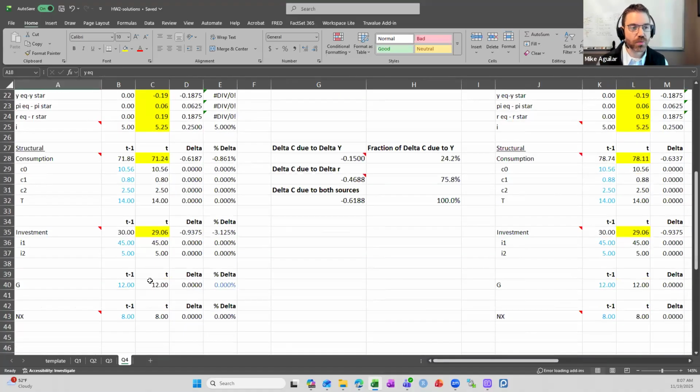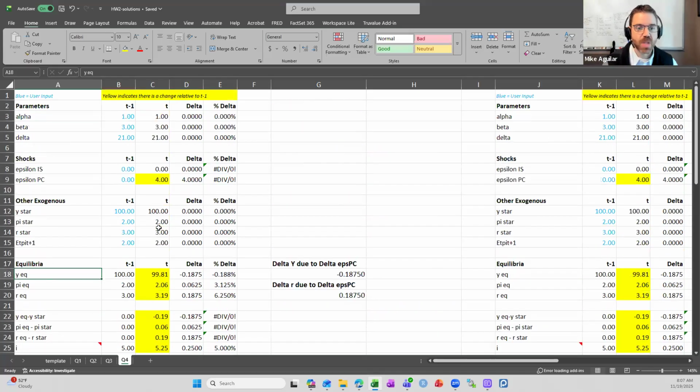I also have some structural variables for you. You don't need all of them. You don't need I, G, or NX in our particular example. I'm going to focus on consumption because it's C1 that is changing. All right, so what happens? Given the calibration, epsilon PC of 4, we want to see how this economy reacts to it. You can even set it to 0, and you can watch how it reacts, right?